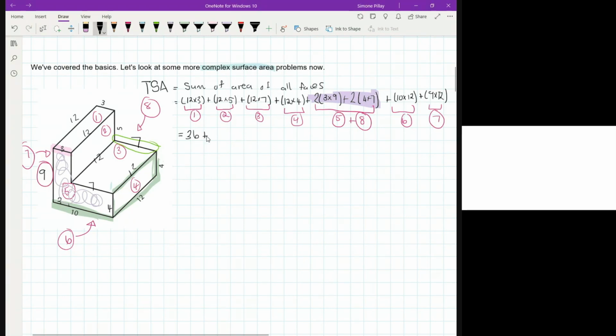Place number 2. What is that? I knew you guys would be waiting. Quick maths. 60. Number 3. Quick maths again. 12 times 7. Ooh, immediately.